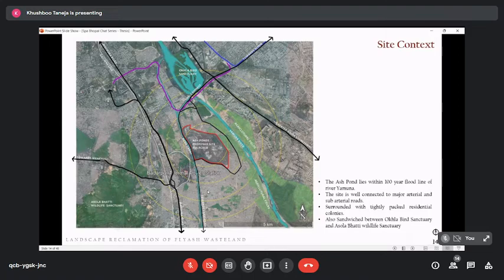So it is also connected by arterial roads, and around it we have the land uses: residential on this side, and on this side it is residential, and again on this side there is a canal that is going right beside it. And on this side there are agricultural fields.